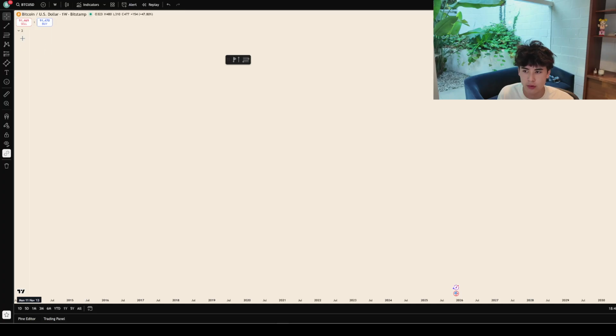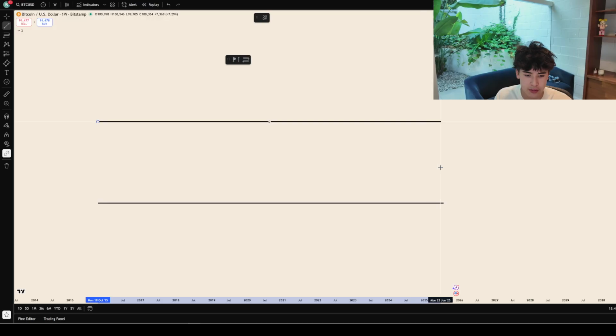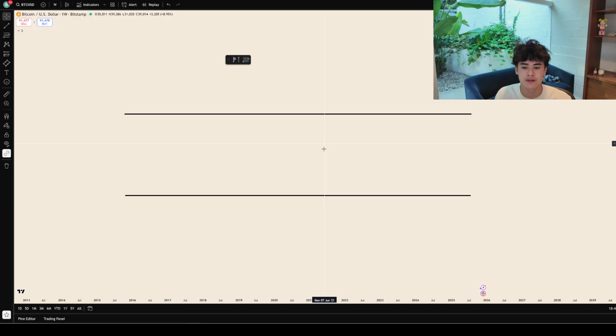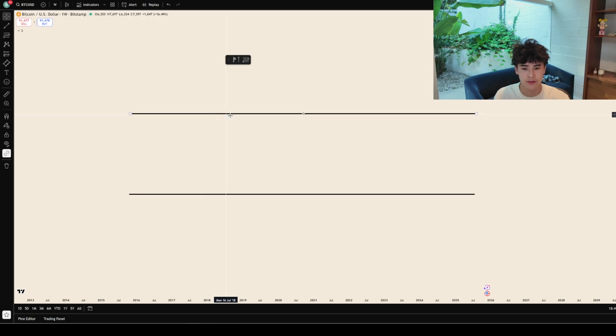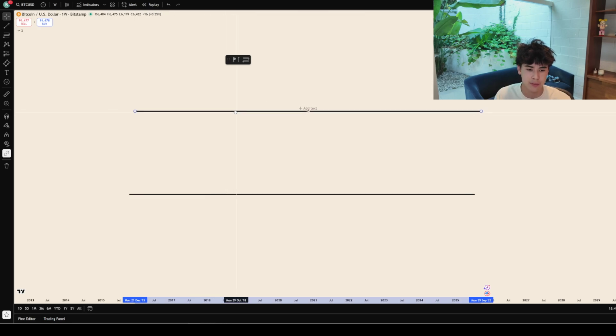So first off, we'll just draw a very simple example of a horizontal support and resistance zone. So I'm just going to draw two areas. You can think of support like a floor. Every time we come to the floor, we have a higher chance to bounce off of it, and every time we come into resistance, we have a higher chance to reject off of it. Not saying that every time we come into these zones, it'll happen, but the probability is higher.